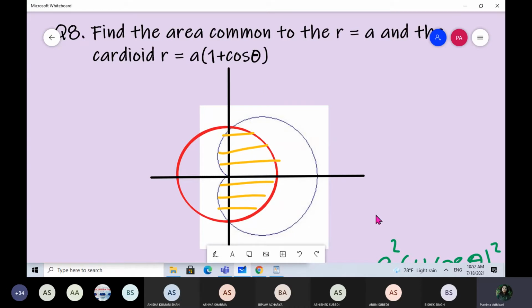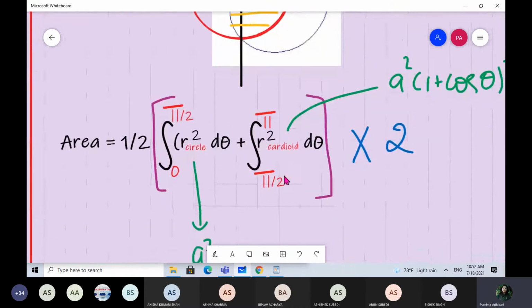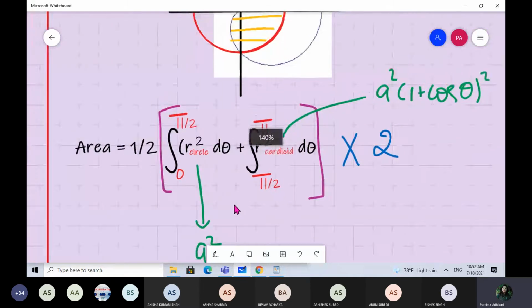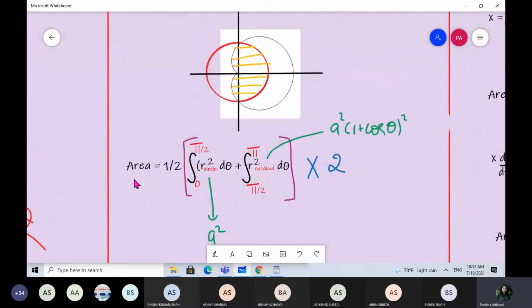All right, so let me show you how you will apply the formula for this. Your formula is area equals half integral of r square d theta. Same formula we are going to use. From 0 to pi by 2, you will use r square of circle, which is a square. And from pi by 2 till pi, r square will be for cardioid, which is a square (1 plus cos theta) square, and multiply by 2.